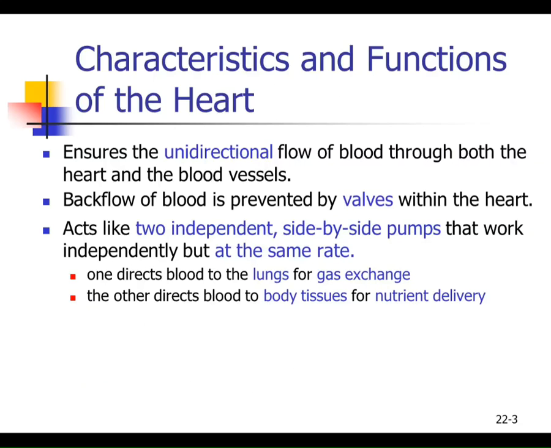The right side is doing what? The right side is pumping blood only to the lungs. It's a pretty short distance. It doesn't need a lot of power to do that. It's not under very much pressure. The left side, however, is the workhorse of the heart. This is the side that's going to send blood all the way to your brain and to your big toe. And so it has to pump that blood under much greater force.